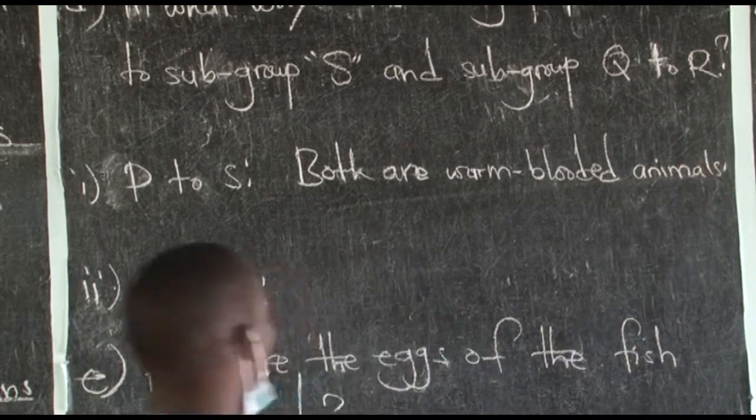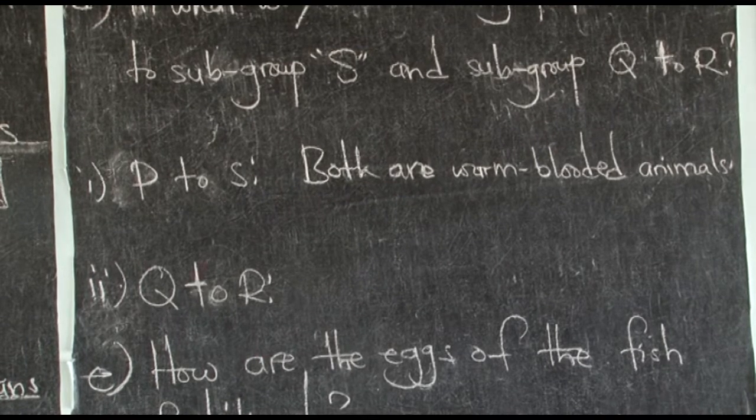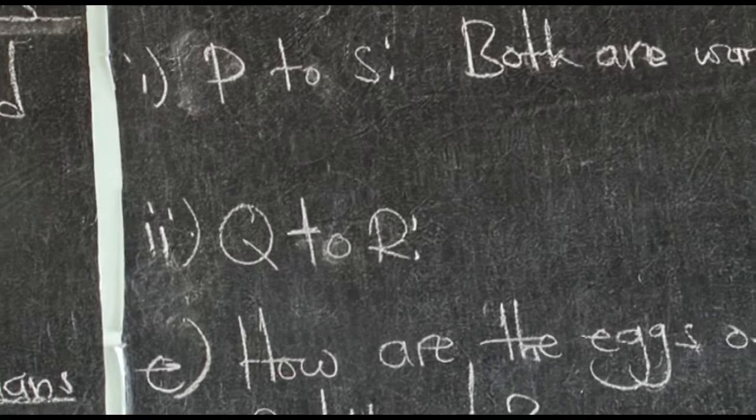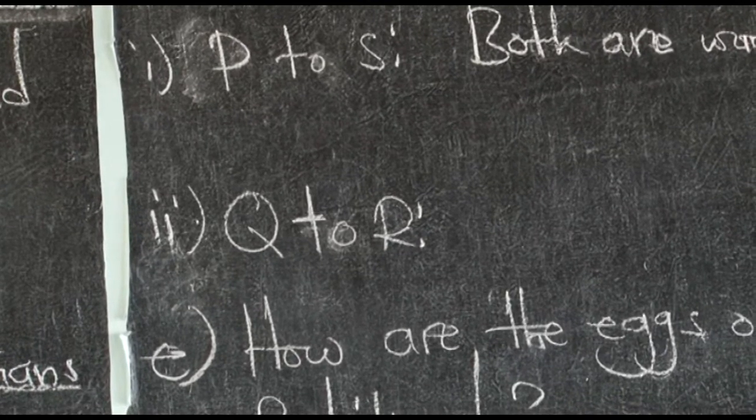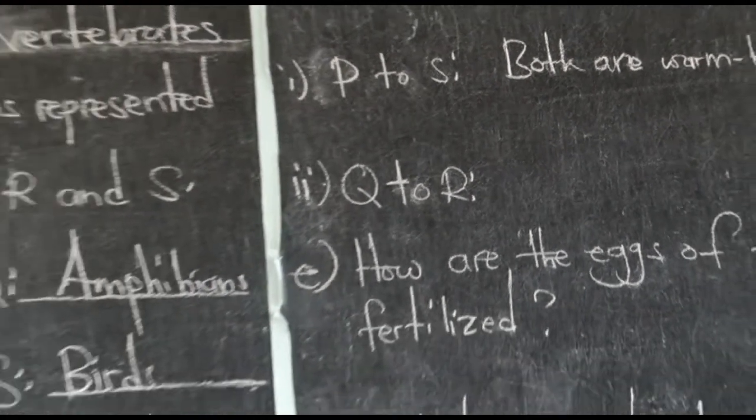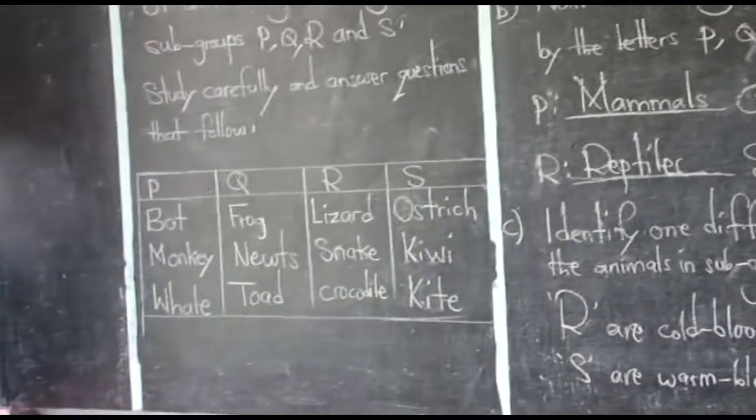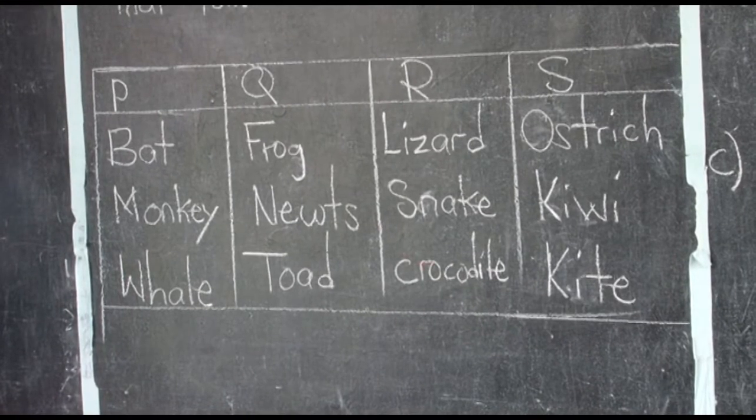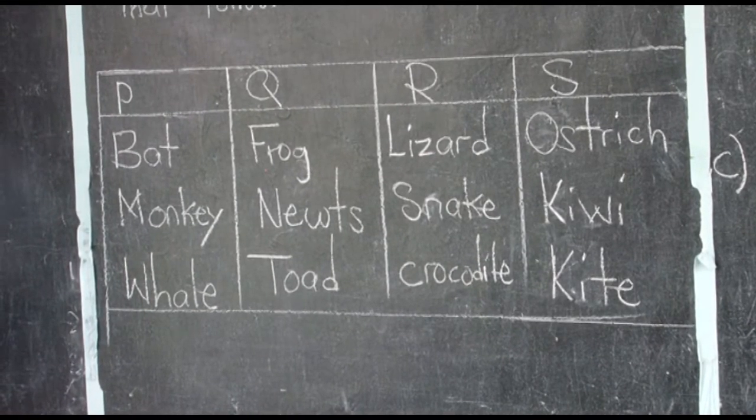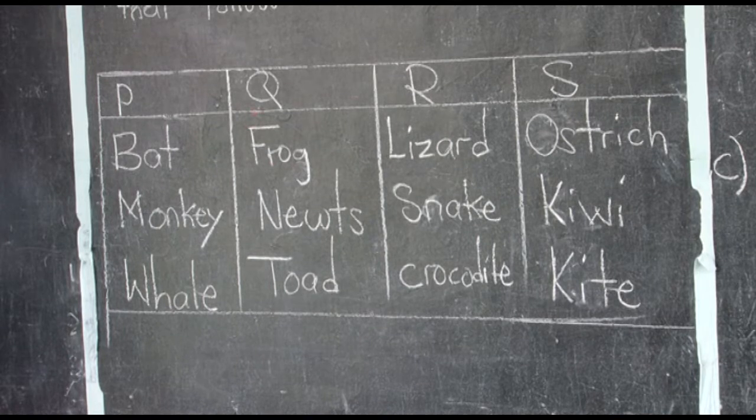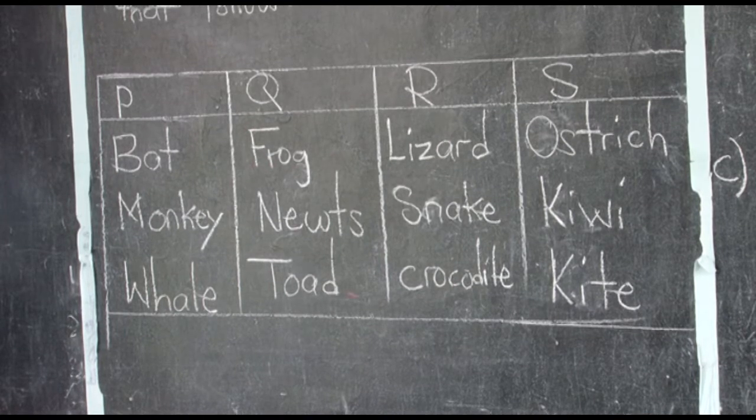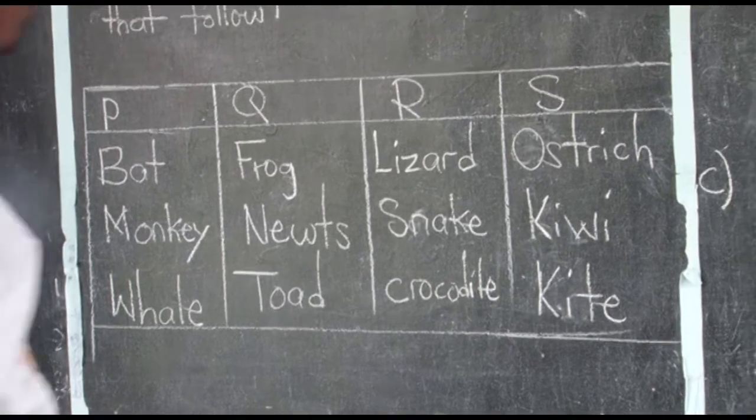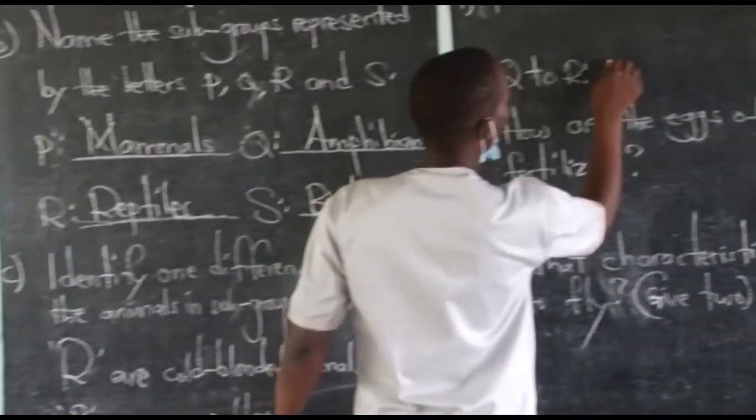Then we can go ahead to Q and Ara. So Q to Ara, how are they similar? Please let us check out from our table. Where is Q? Yes, Q. These are amphibians. Then Ara, the reptiles, yes, we looked at last time in our flow chart and we found that these animals are cold-blooded, which can also be called ectothermic. So you can say both are cold-blooded animals.